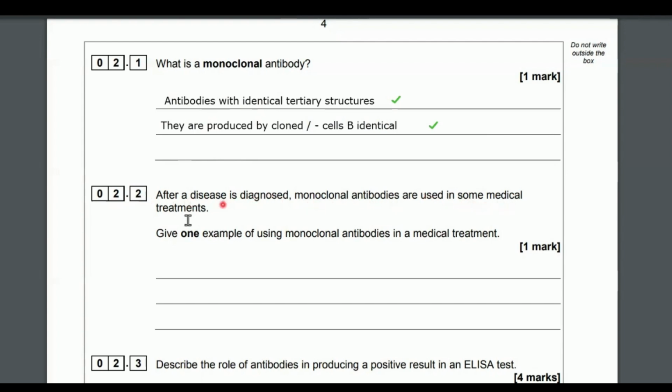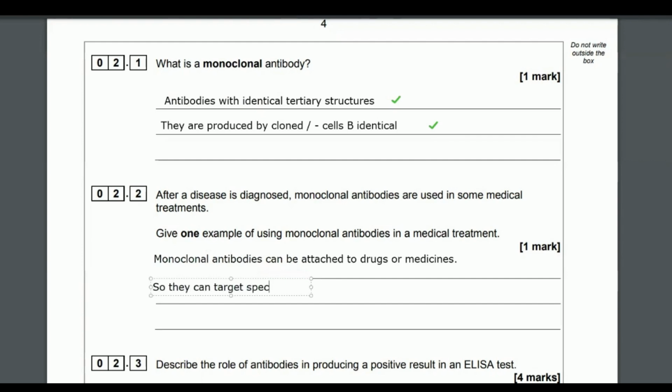Now, the second question, 2.2: after a disease is diagnosed, monoclonal antibodies are used in some medical treatments. Give one example of using monoclonal antibodies in a medical treatment. If you had lung cancer, some of the cells in the lungs would be cancer cells. They would have antigens that may be slightly different to the other cells. If you wanted to target them with a drug that kills those cancer cells, you can attach that drug to a monoclonal antibody that is complementary only to the antigen of the cancer cell. So it's very specific in the cells it targets. Monoclonal antibodies can be used to carry medicines or drugs to specific cells.